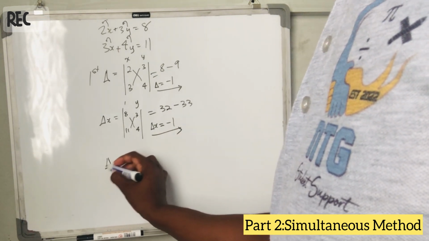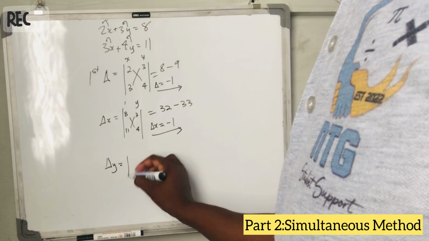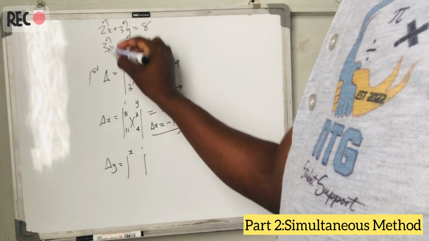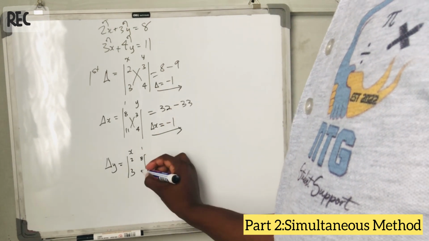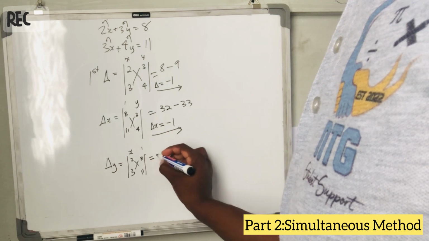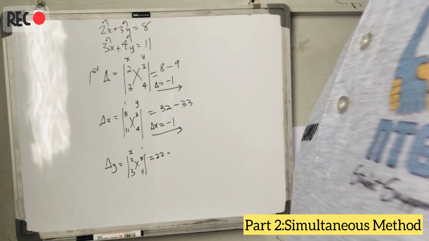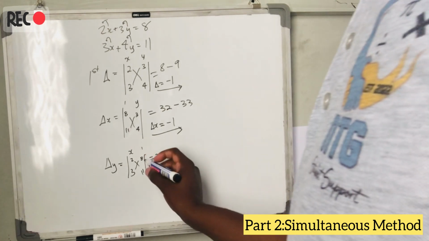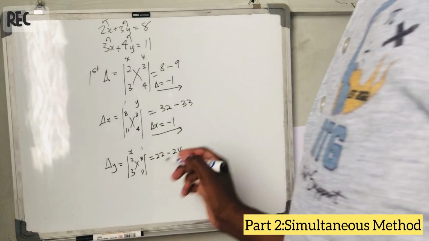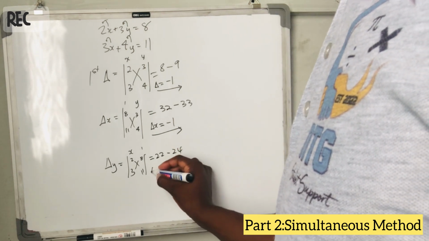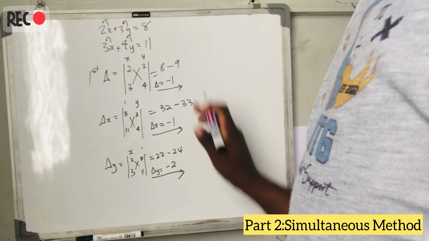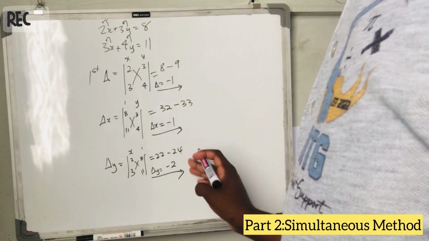So now we want to find the change in y. So the change in y is this. We have your x here, you have your constant here, the coefficient for x. Then you cross multiply. So it is equal to 2 multiplied by 11, which is 22, minus 8 multiplied by 3, which is 24. So 22 minus 24 gives us the change in y, which is negative 2. So we have the change in x and the change in y.